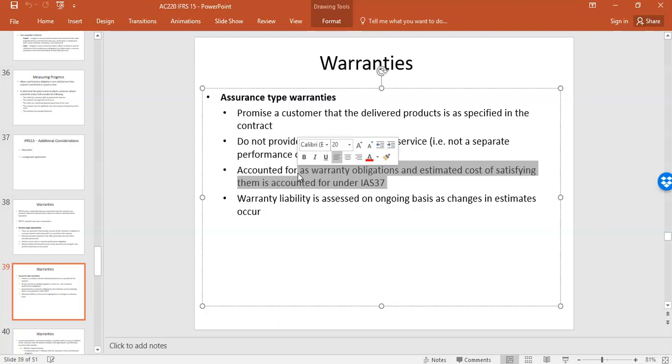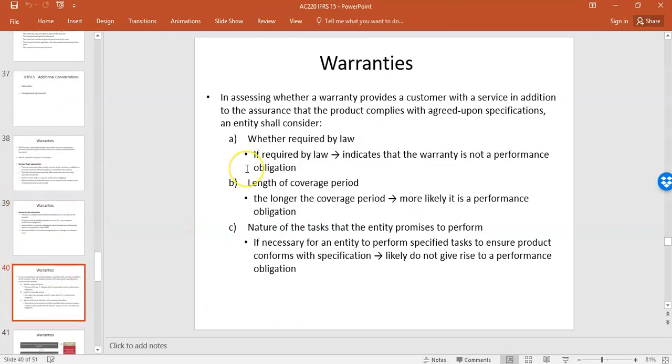So that's why it's important to be able to distinguish between a service warranty, which is accounted for under IFRS 15 and a bit more complex, and an assurance type warranty, which is really separate to IFRS 15. It's accounted for as a provision under IAS 37. Right. So it just gives you some idea whether it is an assurance or a service type warranty.